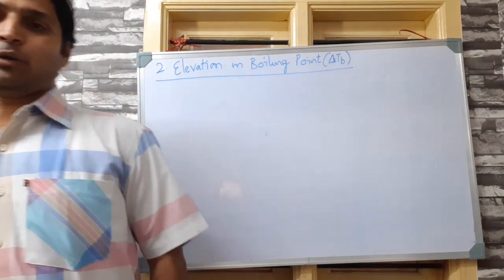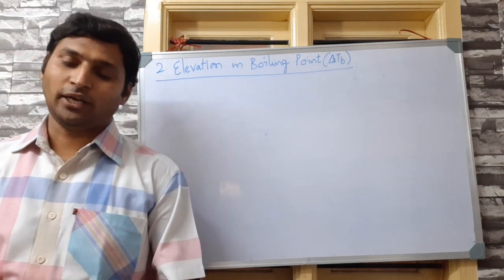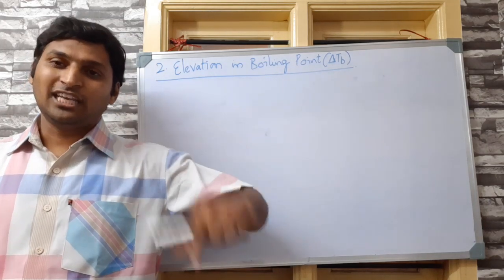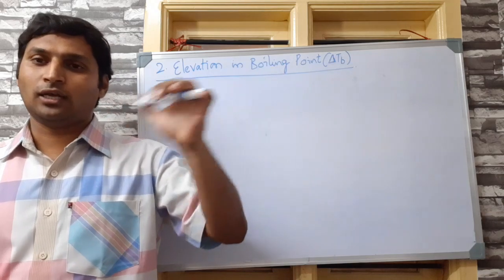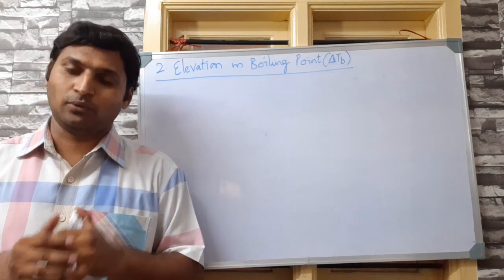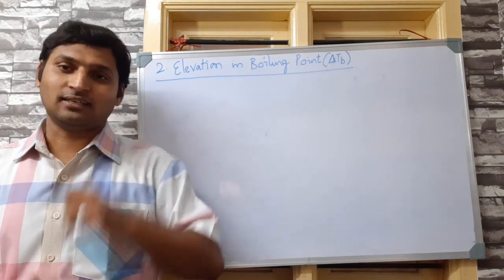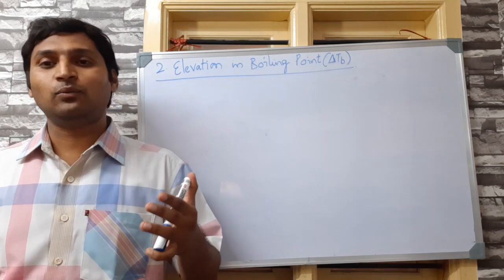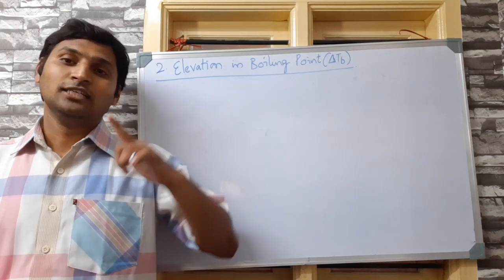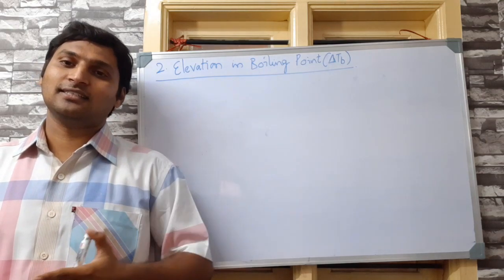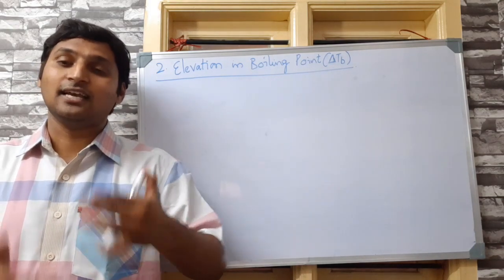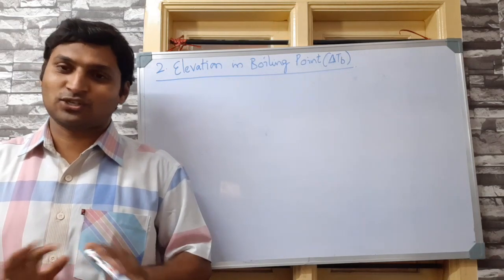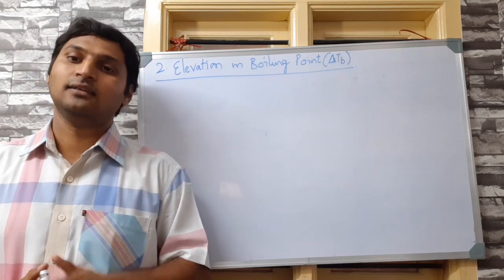Let's move on to the second property, elevation in boiling point. See, as we have already understood, if you add a non-volatile solute to a pure liquid, its vapor pressure is decreasing, and you know very well vapor pressure and boiling point are inversely proportional to each other. So if vapor pressure decreases, boiling point has to obviously increase. It's simple and straight, nothing difficult to understand there.